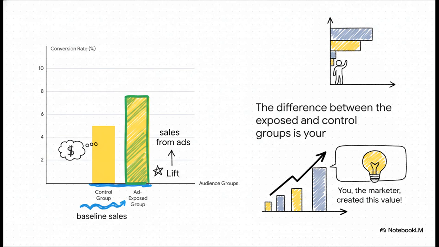And a visual like this just makes it all click, right? That first bar? That's your baseline sales from the control group, the sales that happen no matter what. The second bar shows the sales from the group that saw your ads. And that extra bit on top, that lift, that's the proof. That's the value you actually created.